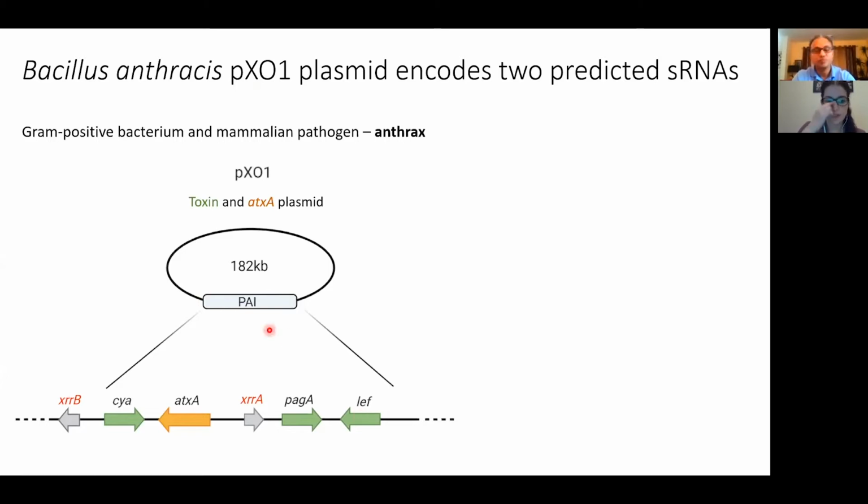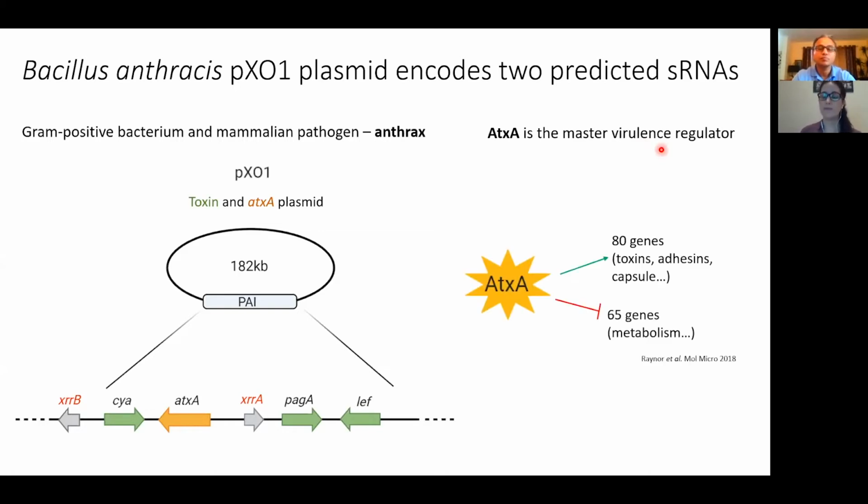And within this pathogenicity island, we can also find a gene called ATXA, which encodes an important protein of the same name, which is the master virulence regulator of Bacillus anthracis. We know from extensive work in our lab that ATXA positively regulates a variety of virulence factors, including the 3 anthrax toxin genes. It also serves as a pleiotropic regulator by repressing expression of many genes, including many that encode proteins involved in different aspects of metabolism, such as amino acid metabolism.